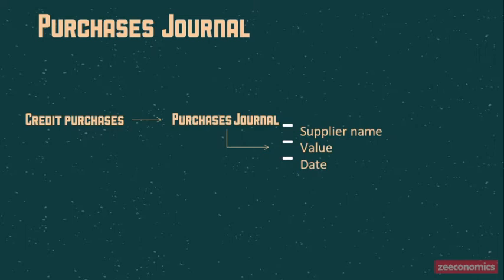As for today's lesson, I will try to explain the purchases journal. I have already explained the sales journal and the sales return journal, and on this occasion, I will try to explain the purchases journal as part of the book of original entry or book of prime entry.